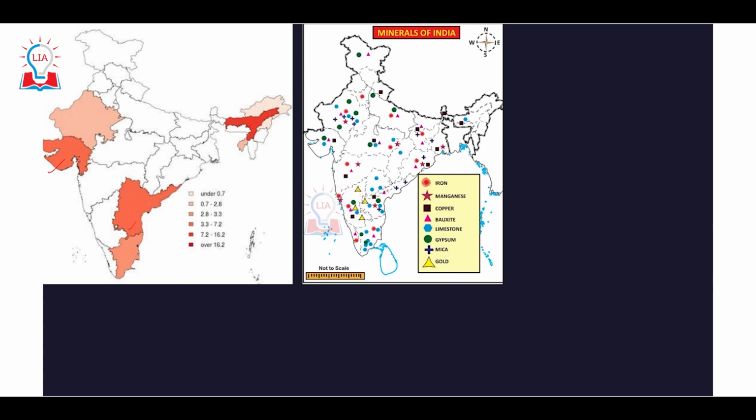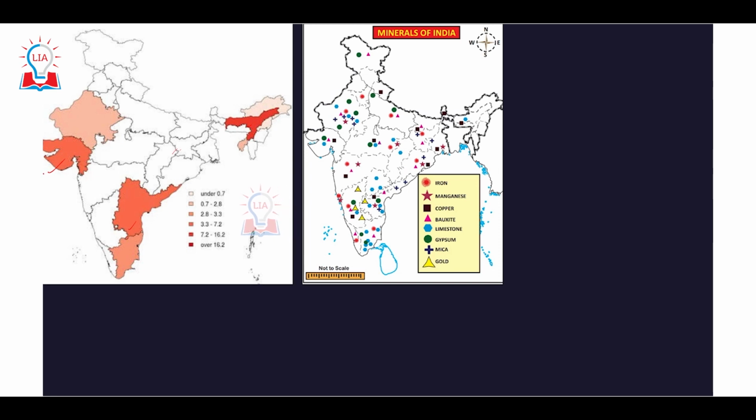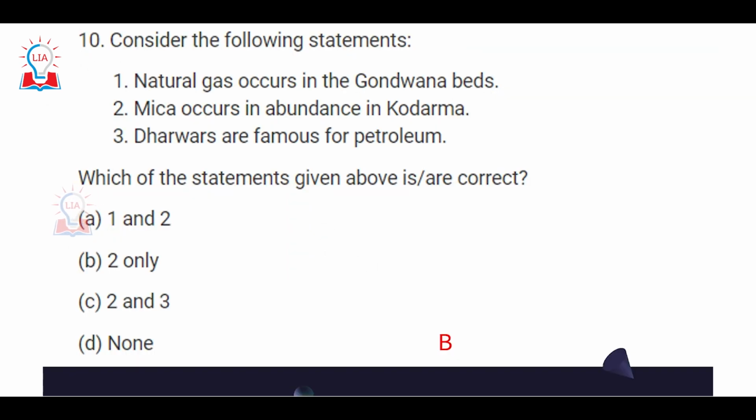So, natural gas is not found in the Gondwana land. Natural gas is largely located in the offshore regions such as Bombay High, as well as in the Krishna Godavari basin to some extent. On the other hand, if we talk about mica, obviously a huge concentration of mica is found in Koderma. So second statement is correct, first statement is incorrect.